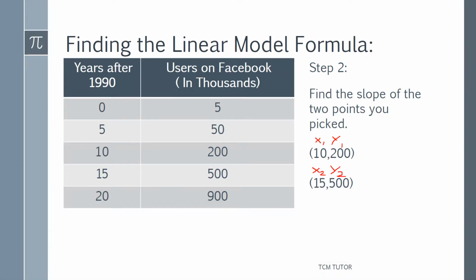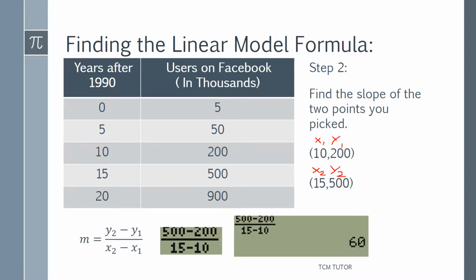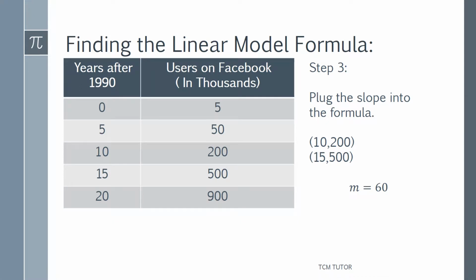Label your points x1, y1 and x2, y2 so you can do the formula. M equals y2 minus y1 over x2 minus x1. It goes to about 500 minus 200 over 15 minus 10, which gives you 60. And then you plug the slope into the formula.